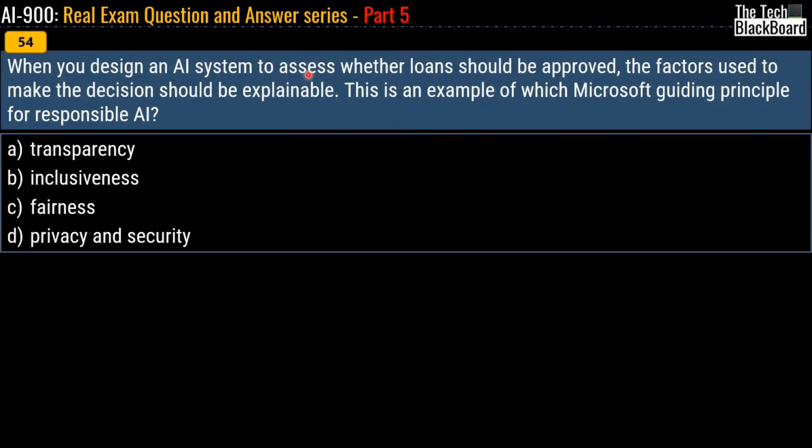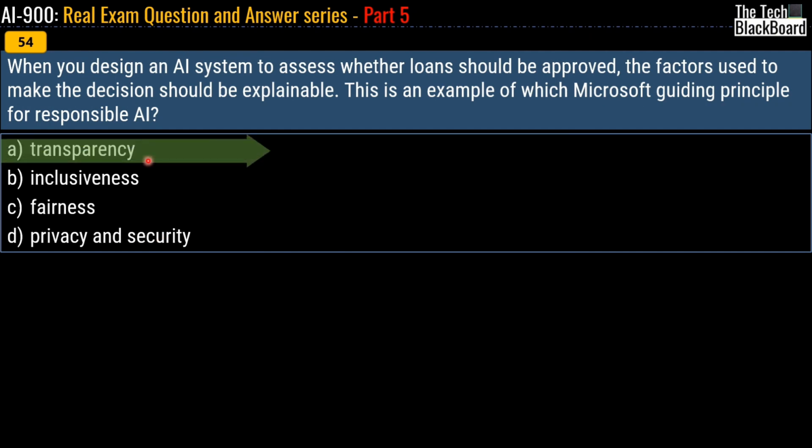Coming to question number 54, it says that when you design an AI system to assess whether a loan should be approved, the factors used to make decisions should be explainable. This is an example of which Microsoft guiding principle for responsible AI? Your options are transparency, inclusiveness, fairness, privacy, and security. And the correct answer for this question is option A, transparency.